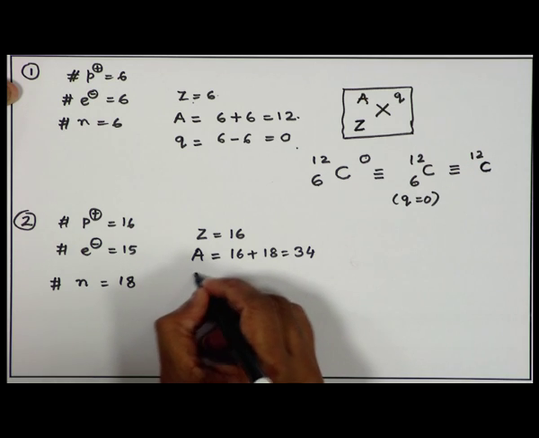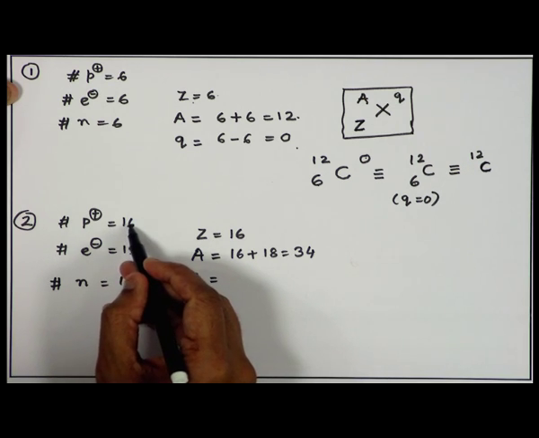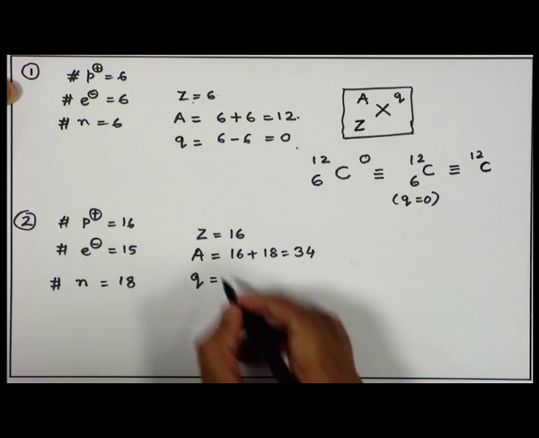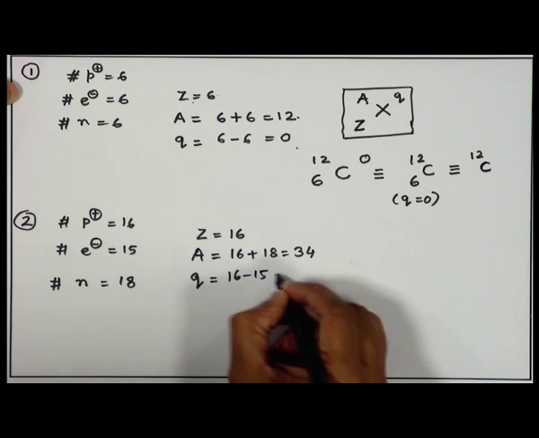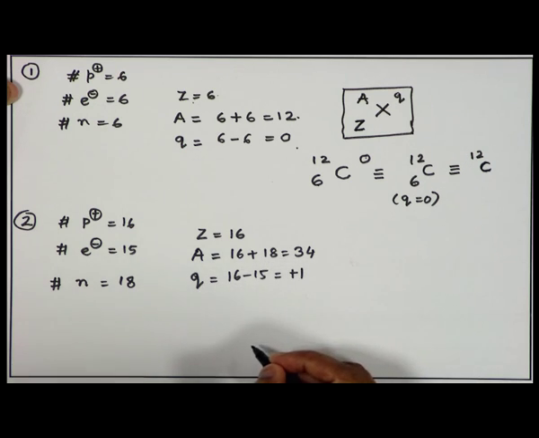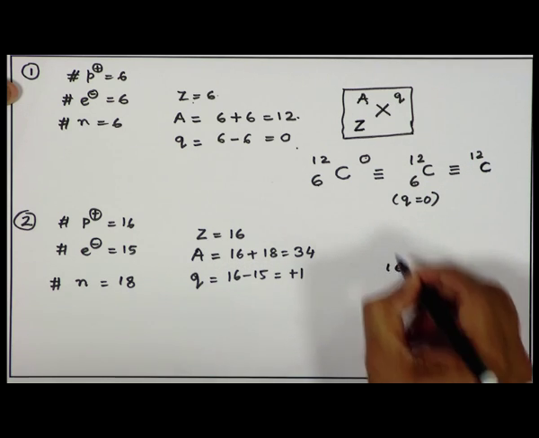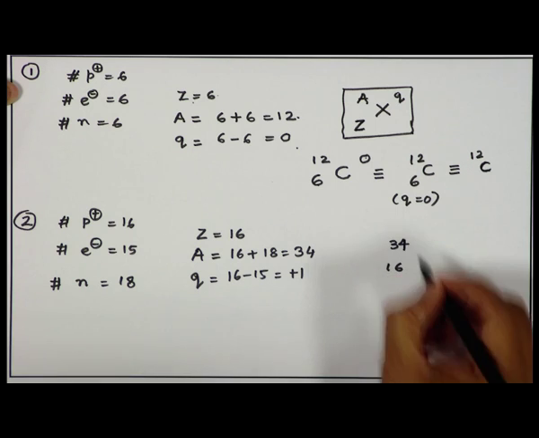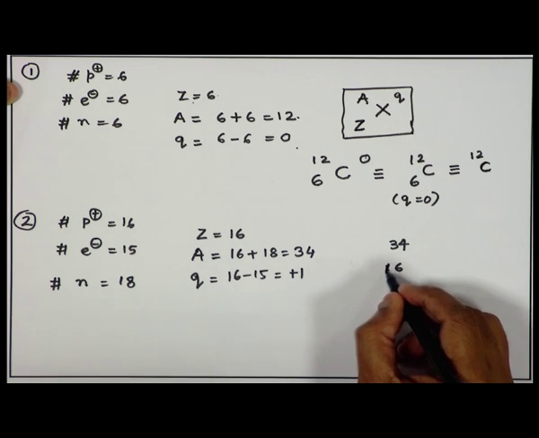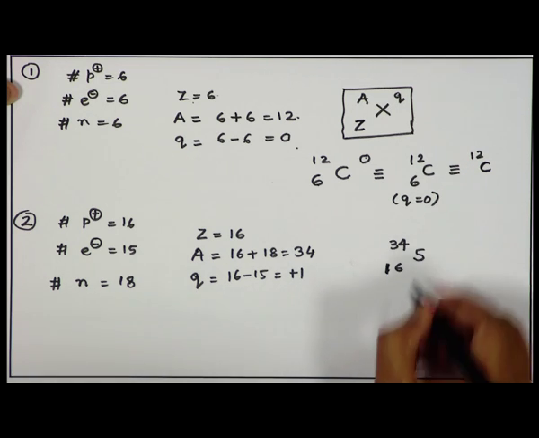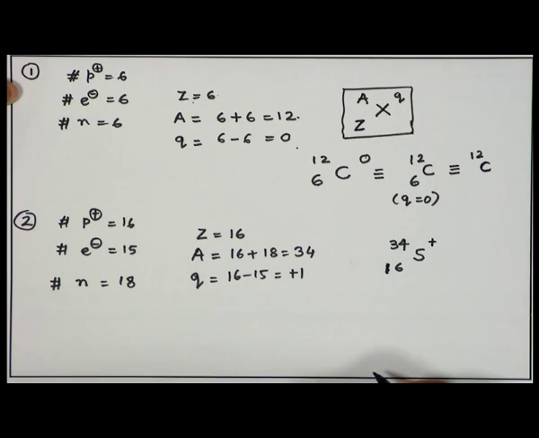What is the charge? I see here 16 positive protons, 15 electrons. So, 16 positive charges, 15 negative charges, that gives me 16 minus 15 which is plus 1. How would I write this down in the shorthand notation? Of course, Z is 16, A is 34. If Z is 16, then the symbol is sulfur and the charge is 1. So, this is the atom that I found out.